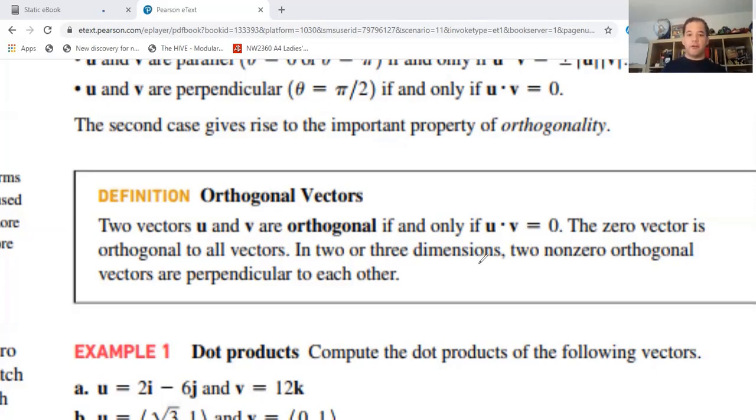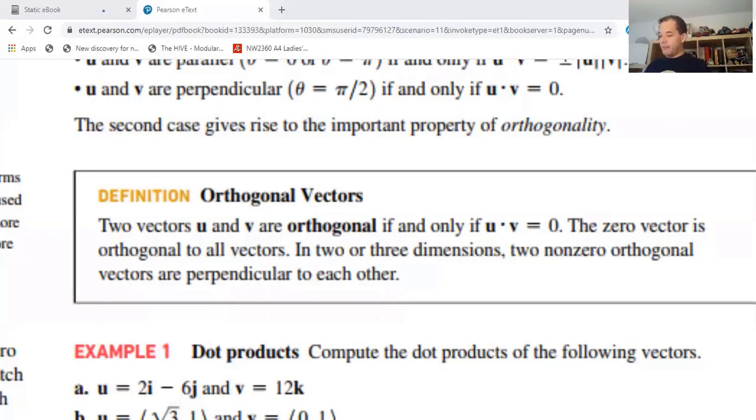Okay, so orthogonal and perpendicular are almost the same word, but not quite, because perpendicular only works if you have non-zero vectors, because it means the angle between them is 90 degrees. But if one of them is the 0 vector, there is no angle. But the 0 vector is still orthogonal to all the others. Okay, so that's an important part to note.